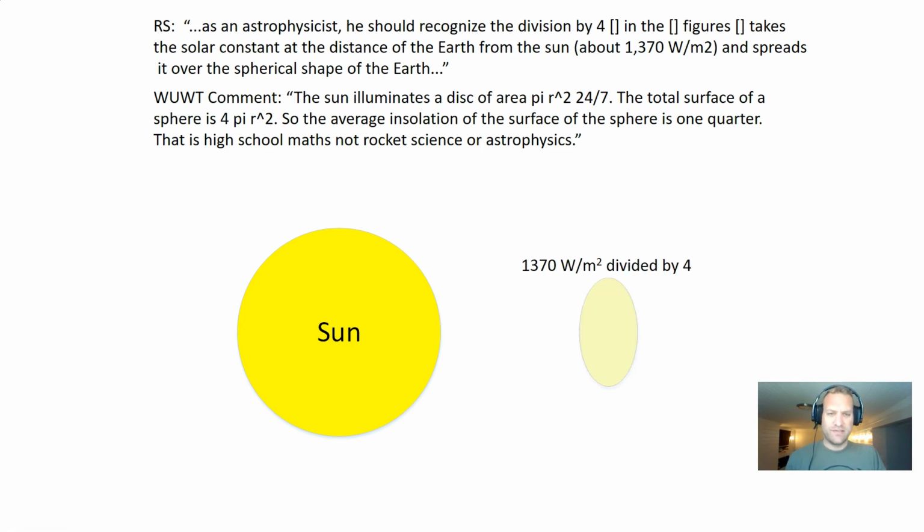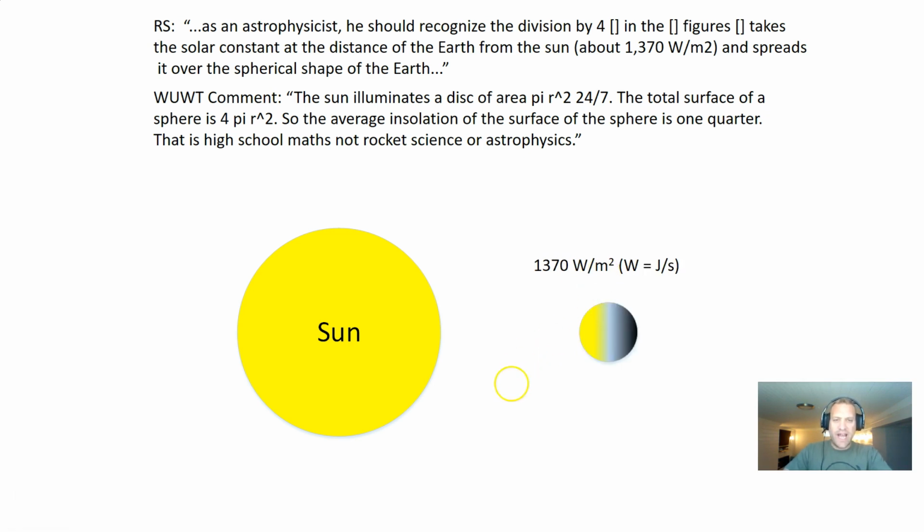Compared to, well, look, can you guys see that? I can barely see it on my screen, but look here. 1370 watts per meter squared divided by 4. So now we take the planet Earth and we've spread 1370 over it, over the entire surface area of the Earth at once, averaged over.